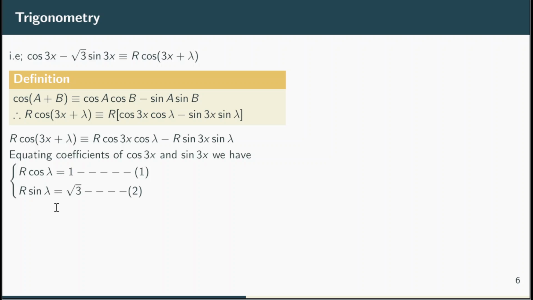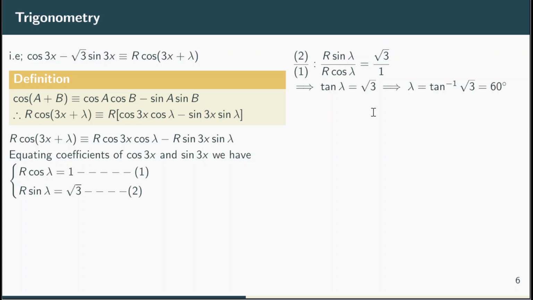So the first thing I can notice here is that in equation 2, I have a sine, and in equation 1, I have a cos. So if I divide equation 2 by equation 1, I'll be dividing sine lambda by cos lambda. So let me take equation 2 divided by equation 1. I'll have r sine lambda divided by r cos lambda equals root 3 divided by 1. Notice that the r cancels out, and sine lambda over cos lambda gives me tan lambda equals root 3. Then lambda is the tan inverse of root 3, which gives me 60 degrees. So I have the value of lambda as 60 degrees.